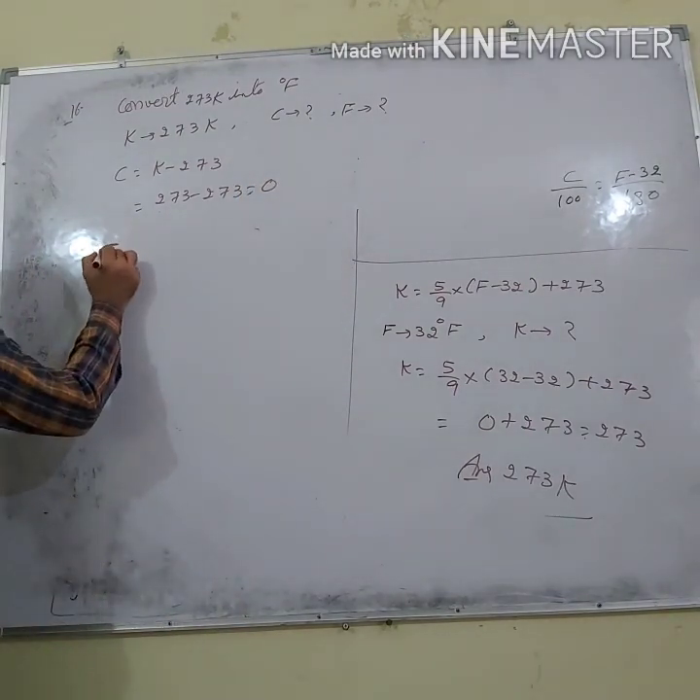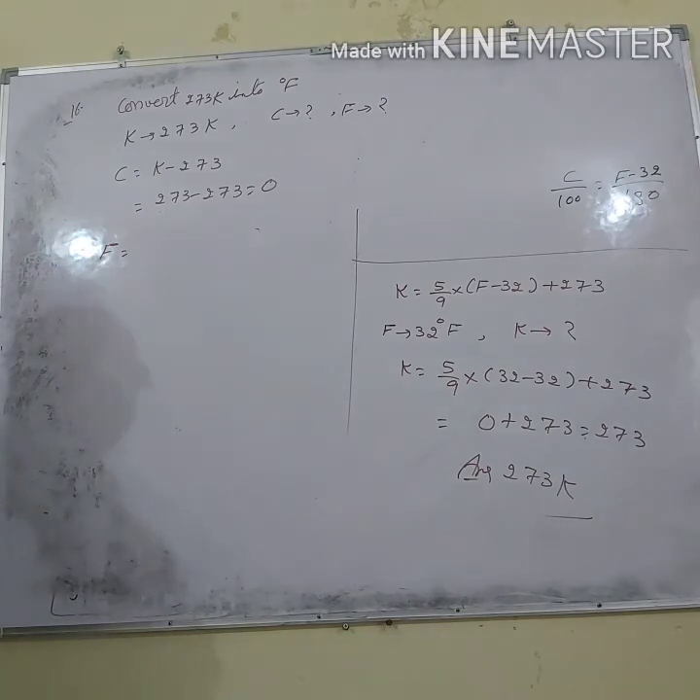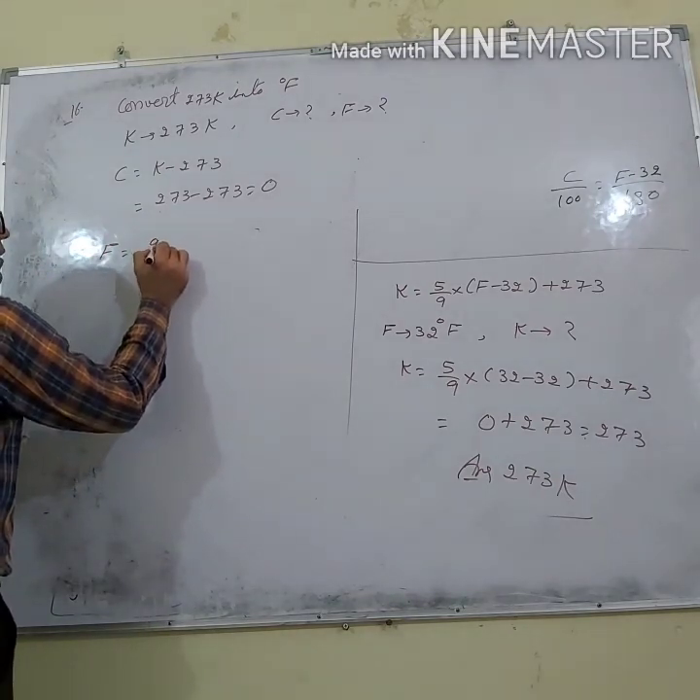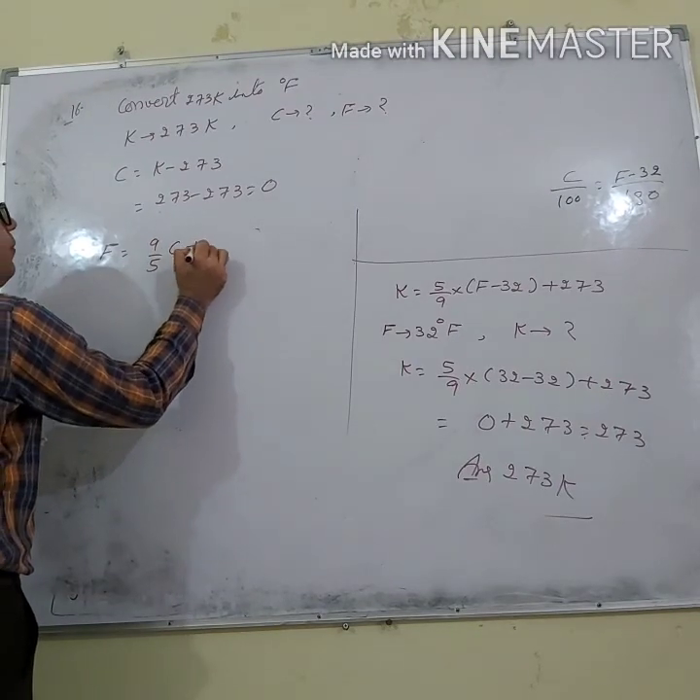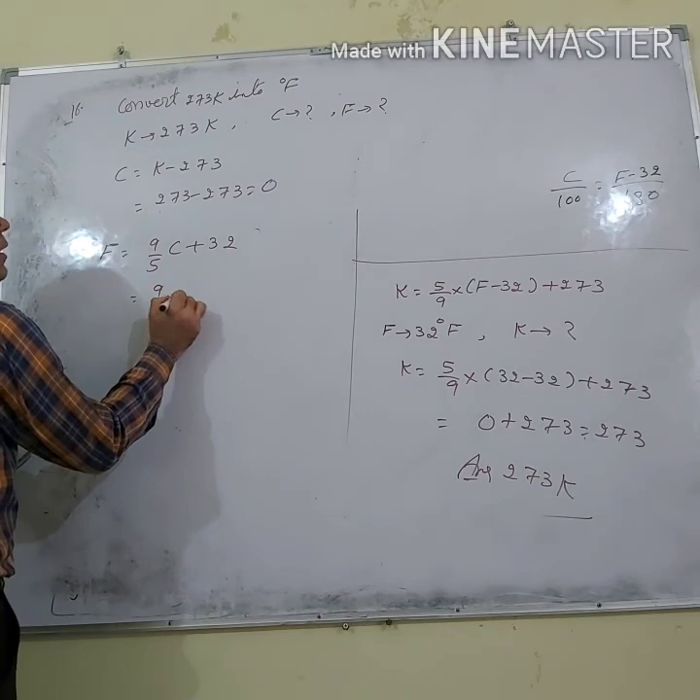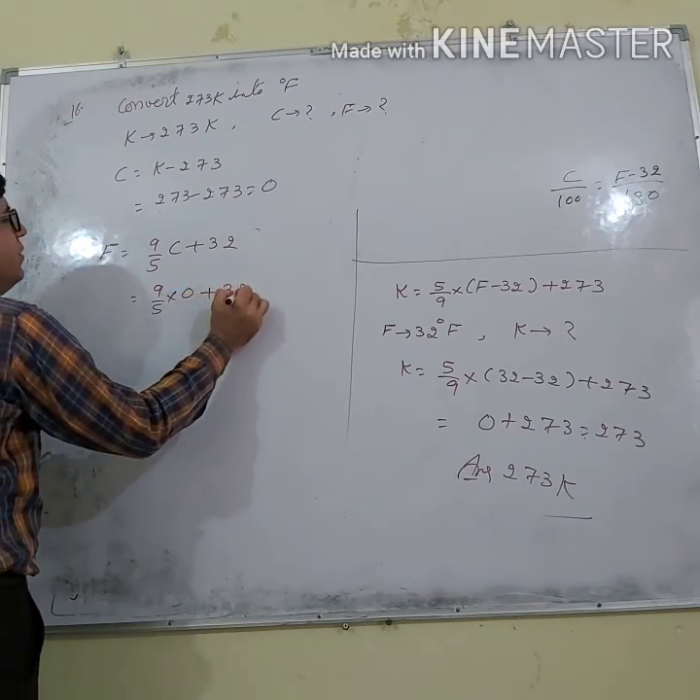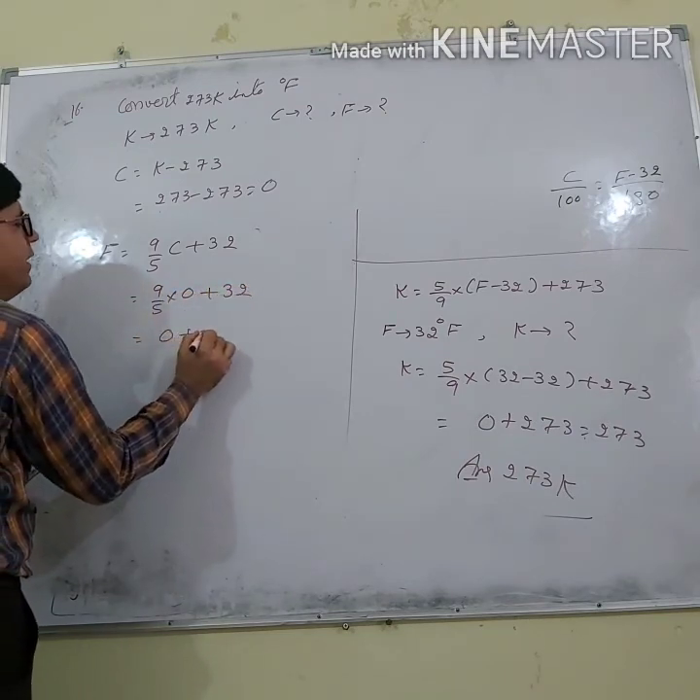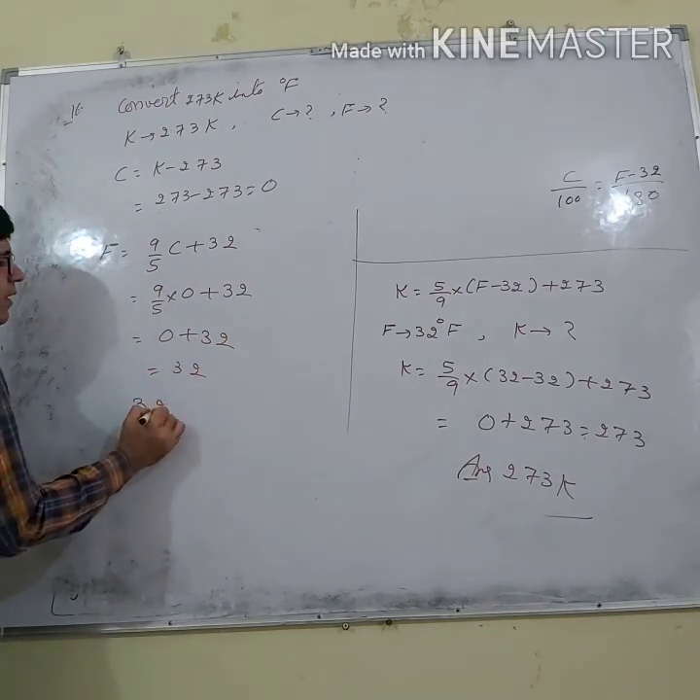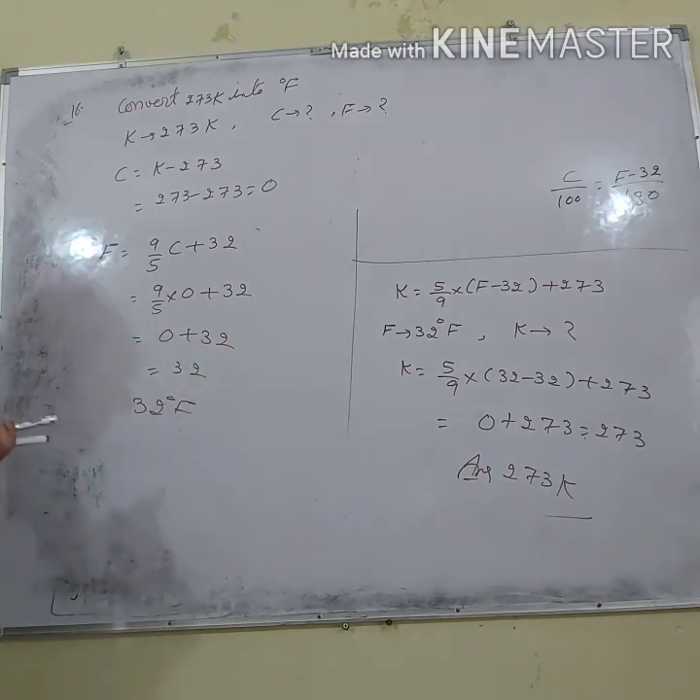So what is F? F is 9 by 5 C plus 32. C is 0, so no need to multiply. Just put 0 in place of C: 0 plus 32. So the answer is 32. So this is also 32 degrees Fahrenheit.